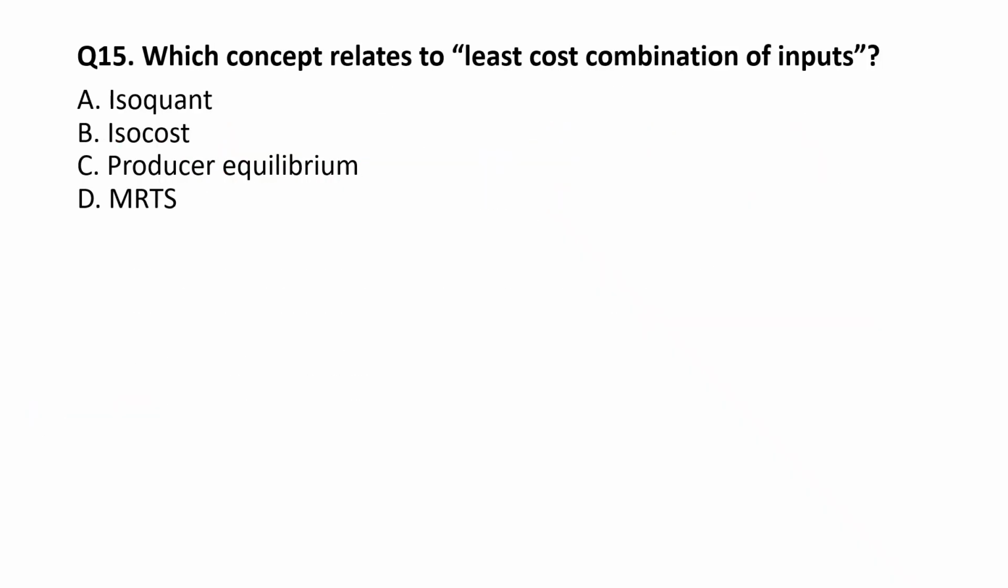Next question, which concept relates to least cost combination of inputs? Options are isoquant, isocost, producer equilibrium and MRTS. Correct answer option C, that is producer equilibrium.